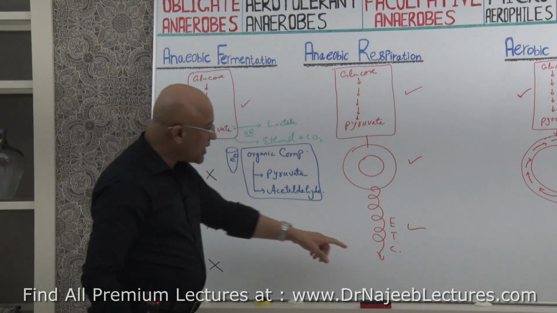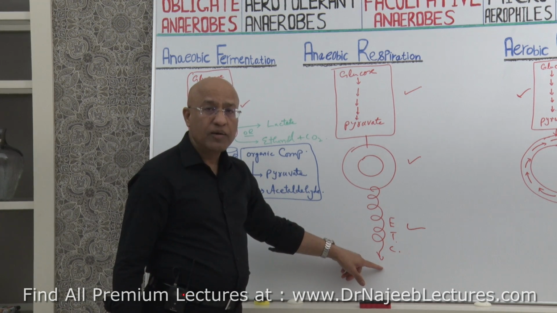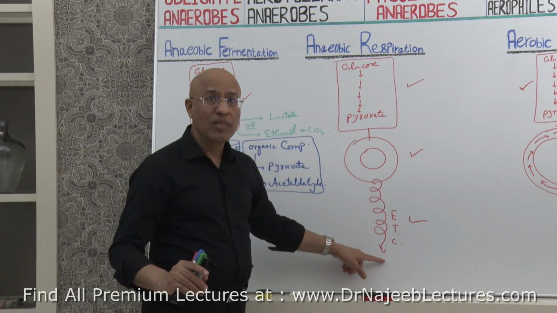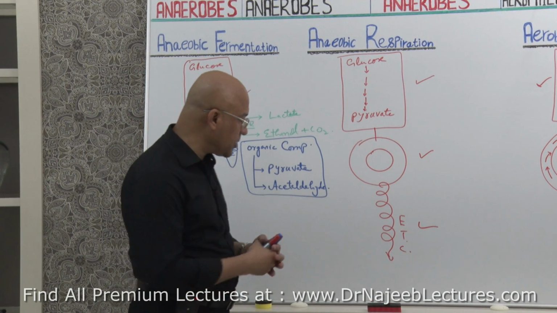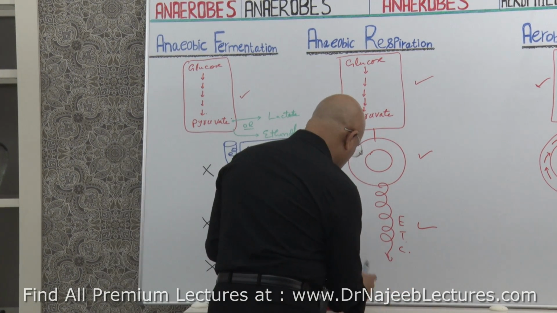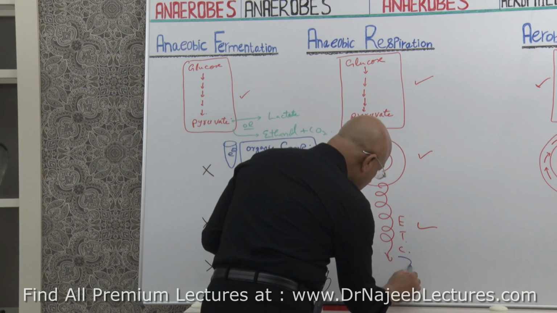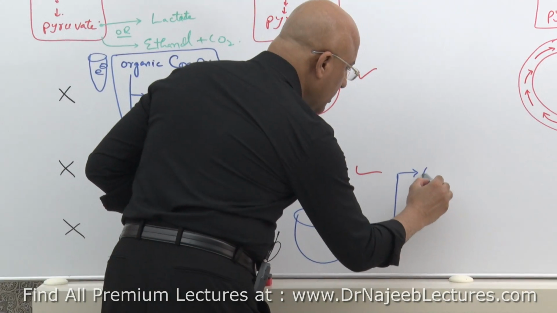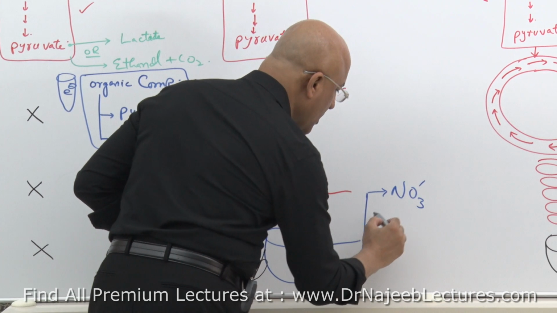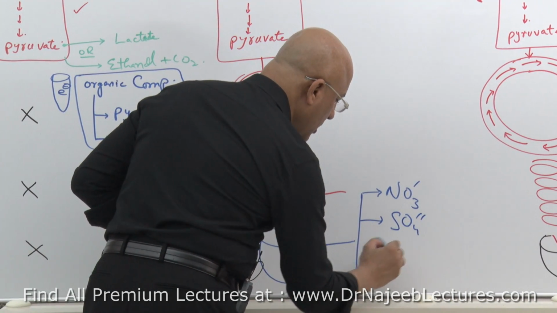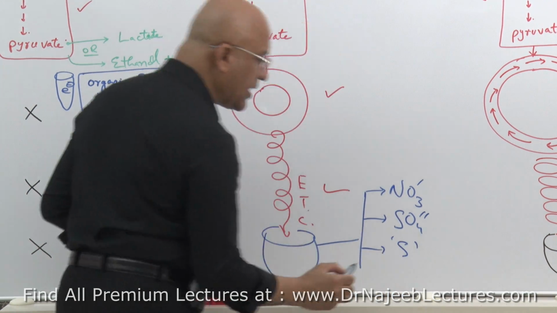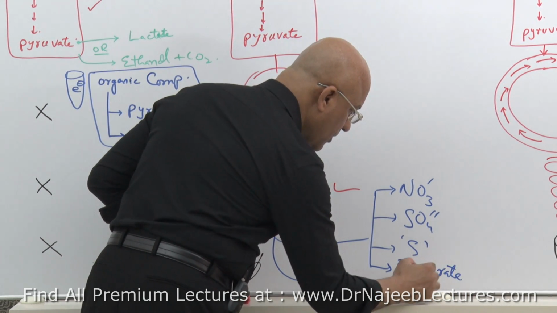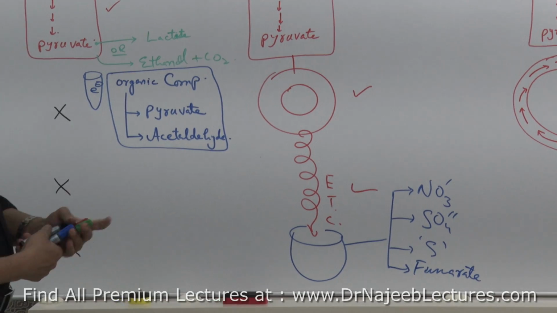But there is a big change. The final electron acceptor is not oxygen. That is why it is called anaerobic respiration, not aerobic cellular respiration. Here, the final electron acceptors are, yes, not oxygen. These are usually nitrates or sulfates or elemental sulfur or fumarate. If you cannot remember them, no problem.